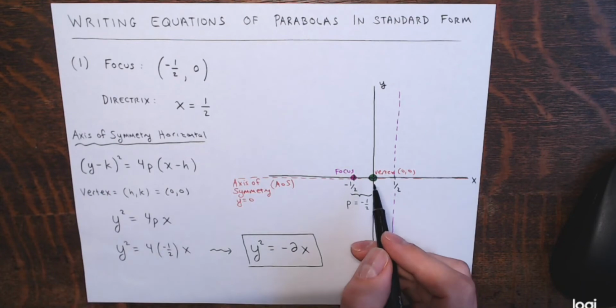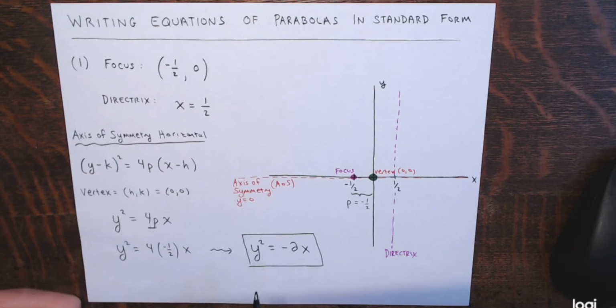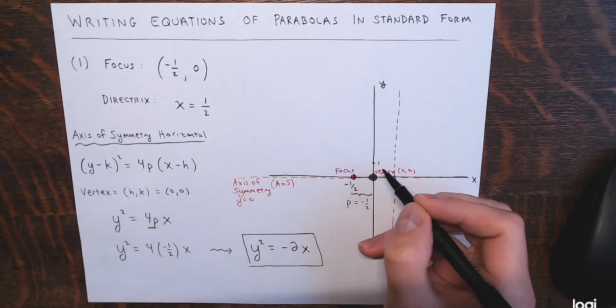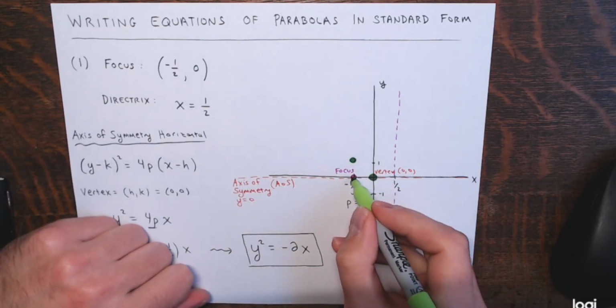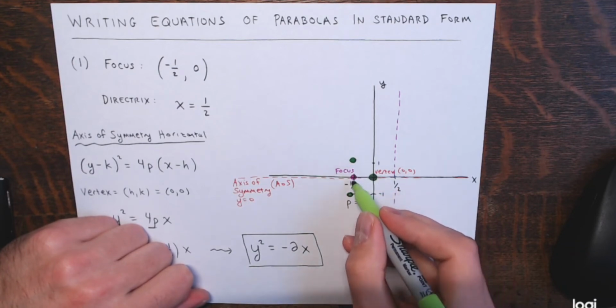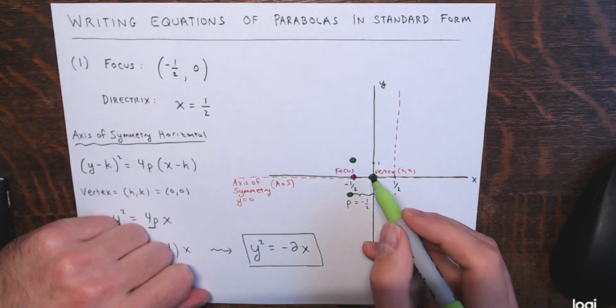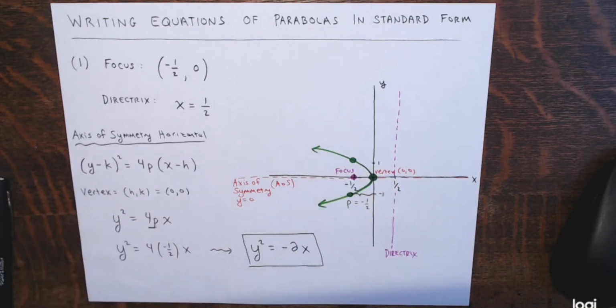Now I can just find some other points. The 4p is negative 2. And remember the length of the latus rectum was the absolute value of 4p, again from earlier videos or other reading from this section you've done, I'm assuming. So if I just go up from the focus 1 unit and down 1 unit, I'll have other points on the parabola. So here's negative 1/2, 1, and negative 1/2, negative 1. And once you have the vertex and a couple points on either side of the axis of symmetry, you can draw a rough sketch of the parabola, right? The parabola will be something opening like this, opening to the left.